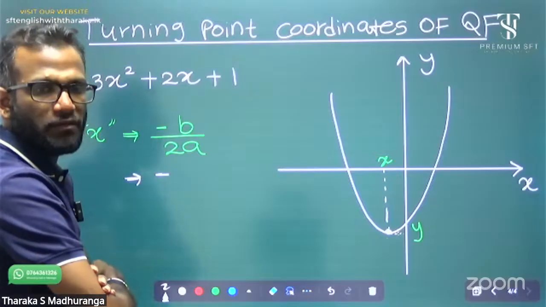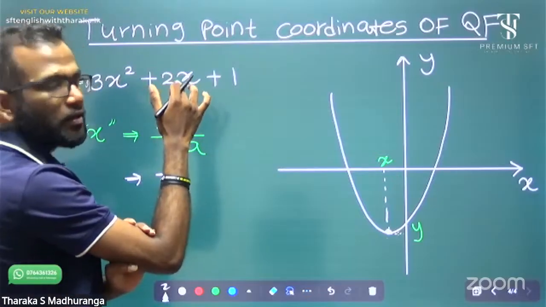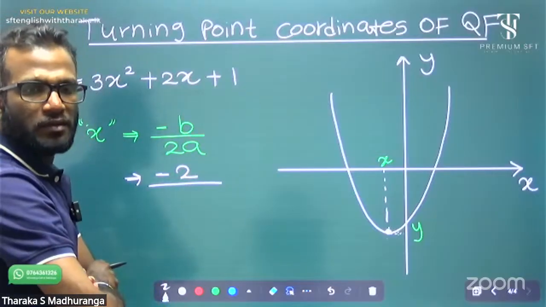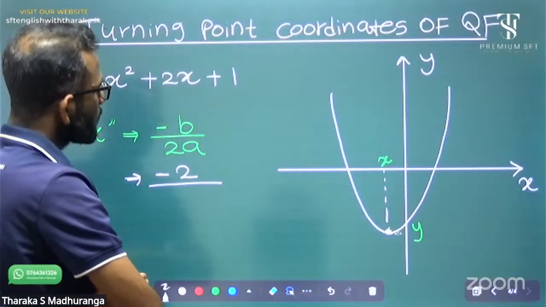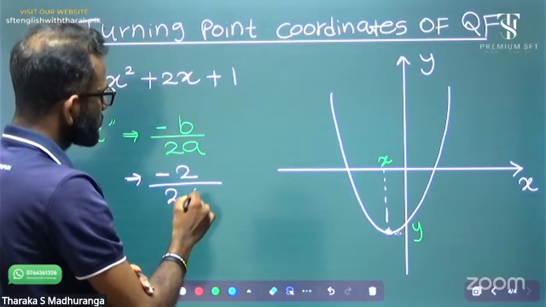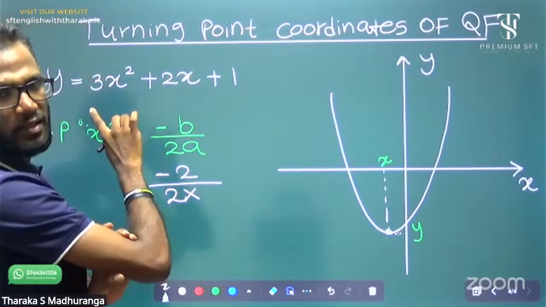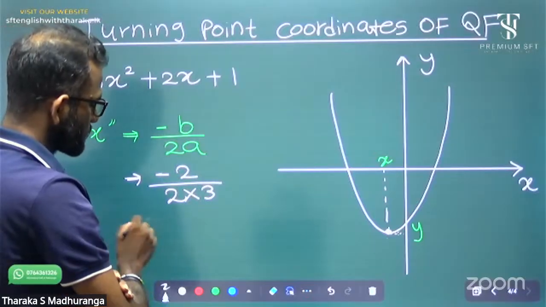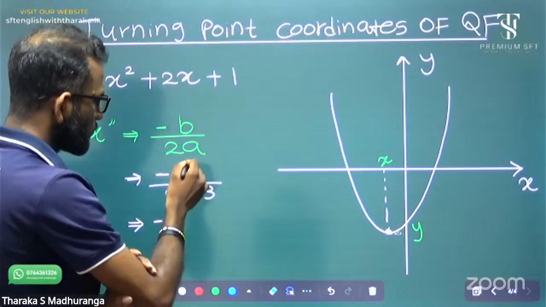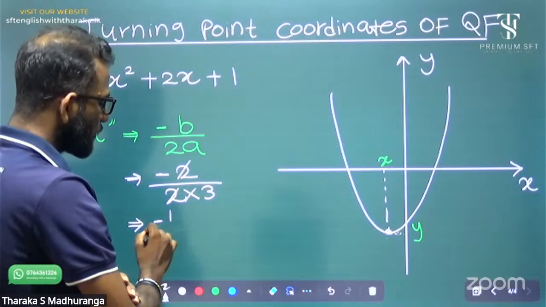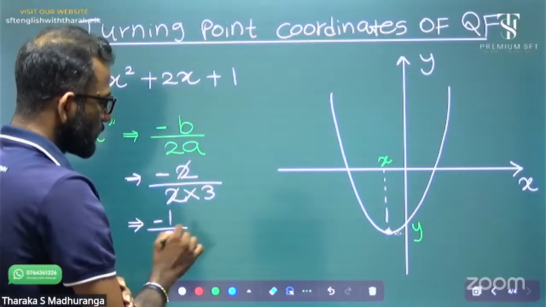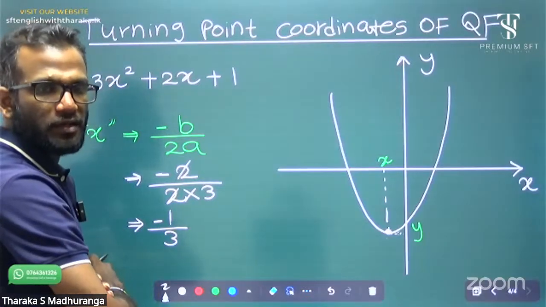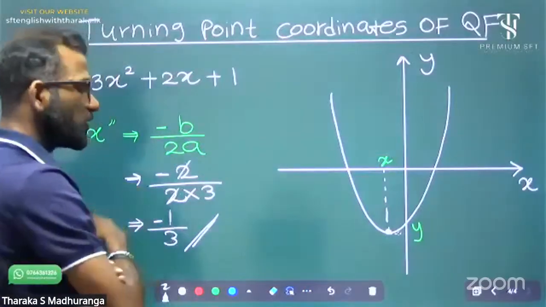The minus comes from the equation. Then what is the value of b? This is a, this is b, and this is c. b is 2. Then divide by 2 multiplied by a. What is a? 3. Now minus 2 divided by 6; the 2s cancel out. Minus 1 divided by 3 is the x coordinate value of the turning point.